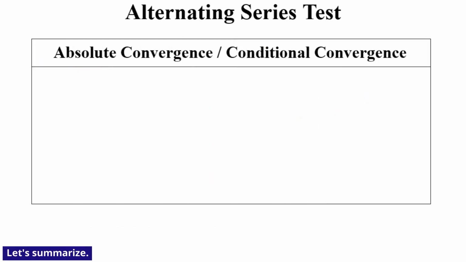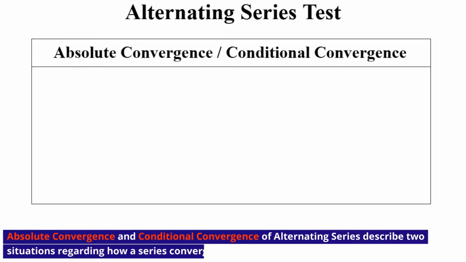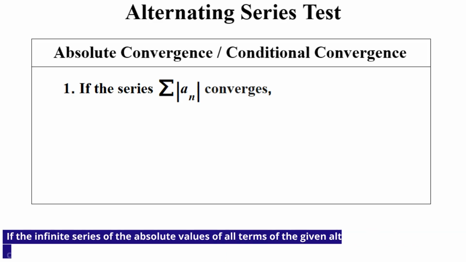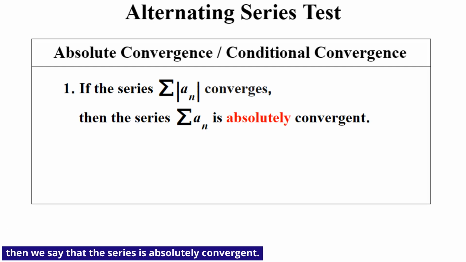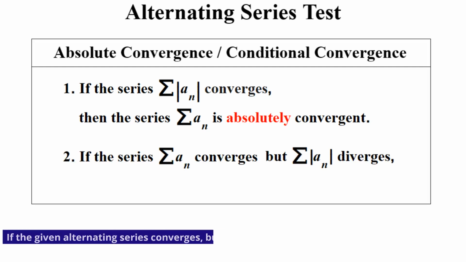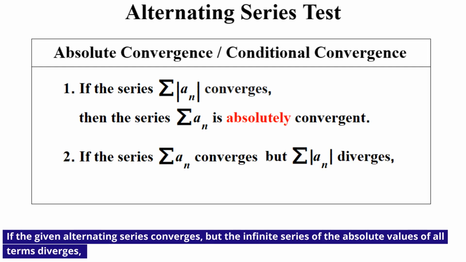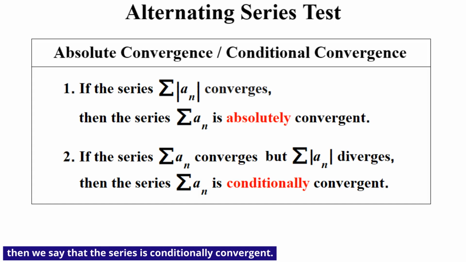Let's summarize. Absolute convergence and conditional convergence of alternating series describe two situations regarding how a series converges. If the infinite series of the absolute values of all terms of the given alternating series converges, then we say that the series is absolutely convergent. If the given alternating series converges, but the infinite series of the absolute values of all terms diverges, then we say that the series is conditionally convergent.